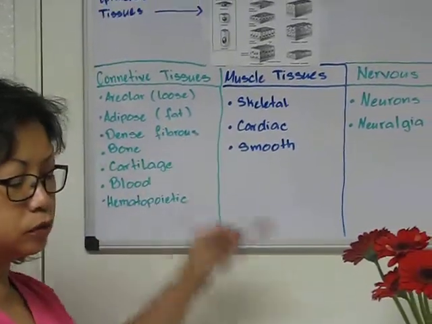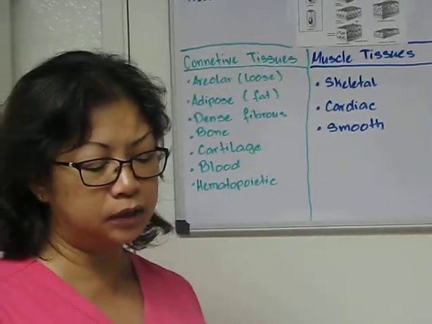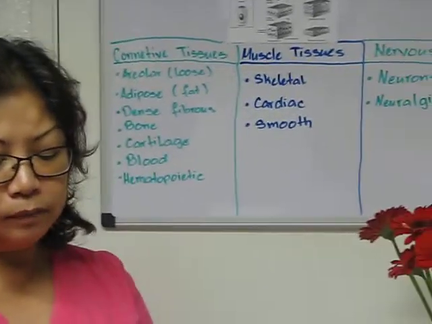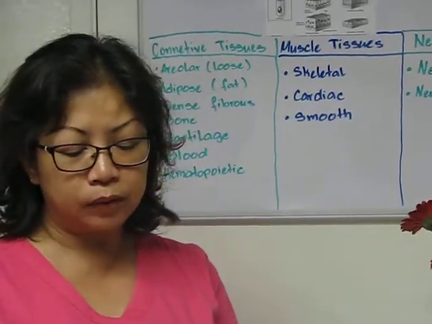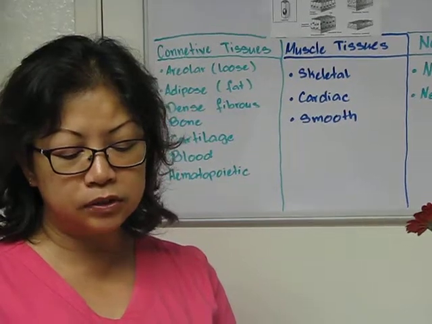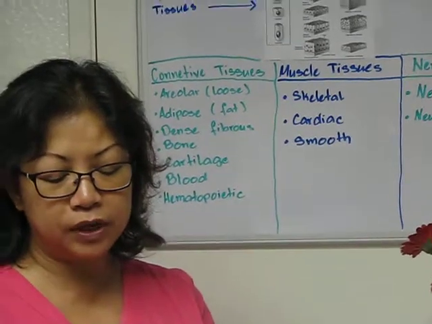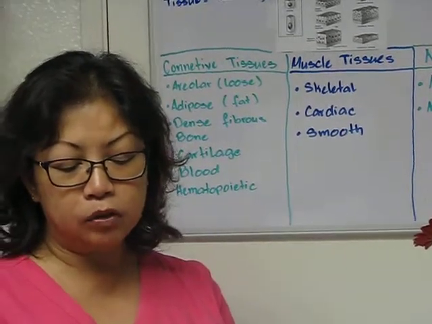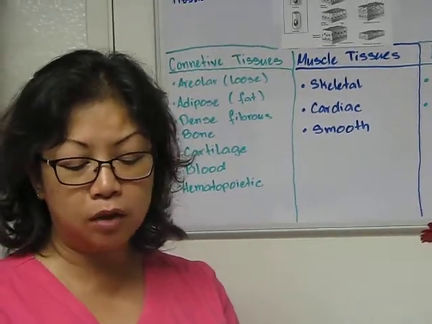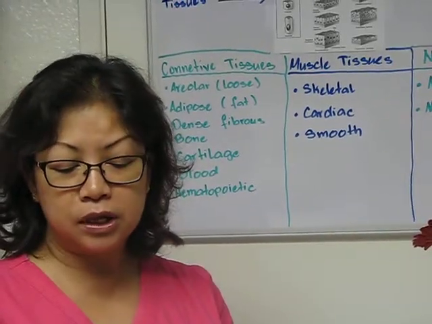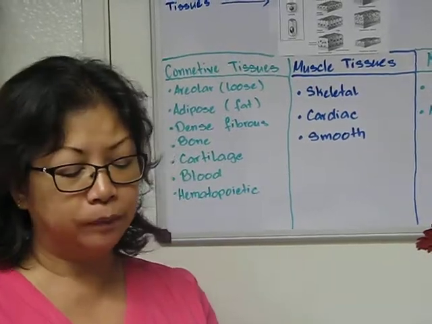tissue, which is also called striated involuntary. They are branching, interconnected cylinders with faint striation. Location, we can find that at the wall of the heart. Function is contraction of the heart.